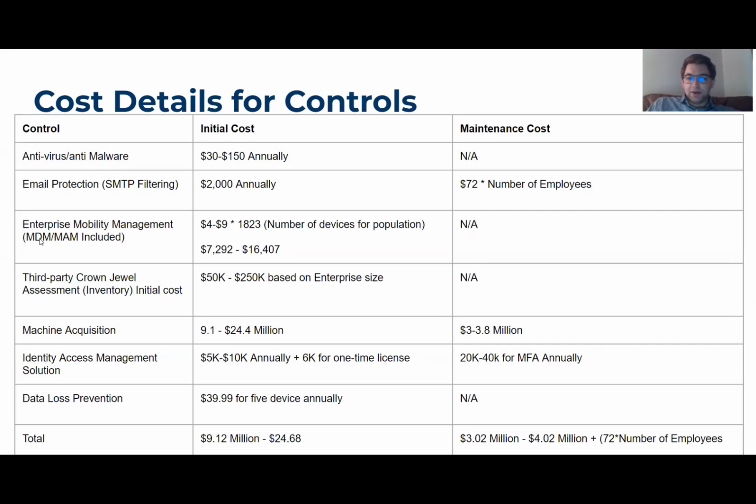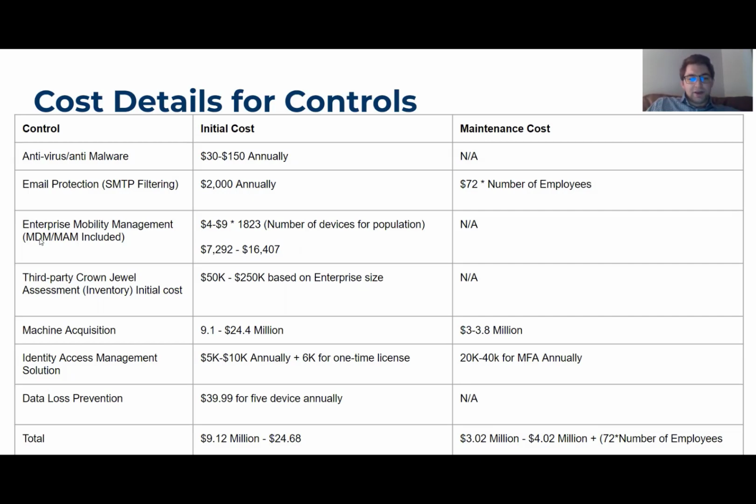With that being said, depending on the size and breadth of the assessment, it could range anywhere from $50,000 to $250,000. Fifth is going to be the machine acquisition, so all of the system servers and hardware that are necessary to run the Vera system. With that, it's going to range anywhere between $9 million and $24.4 million, with the service cost or maintenance cost around $3 to $3.8 million to conduct and maintain annually.